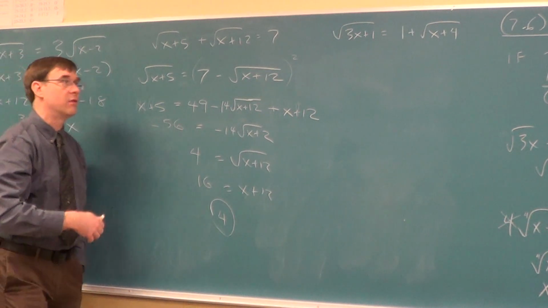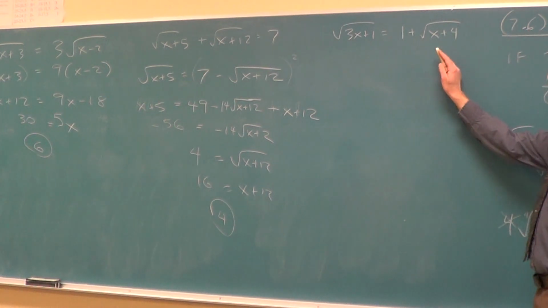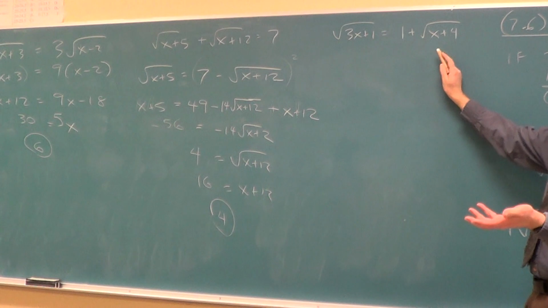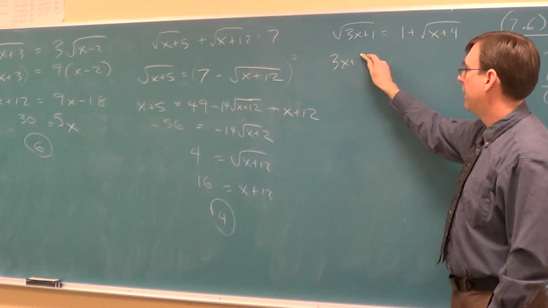One more of the same difficulty level. This one shouldn't be better or worse. It should be about the same. I started you a little bit kinder because there's one radical on each side already. So left side, not bad. 3x plus 1. 3x plus 1.